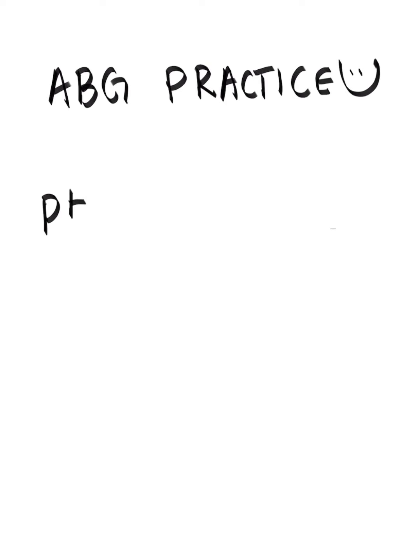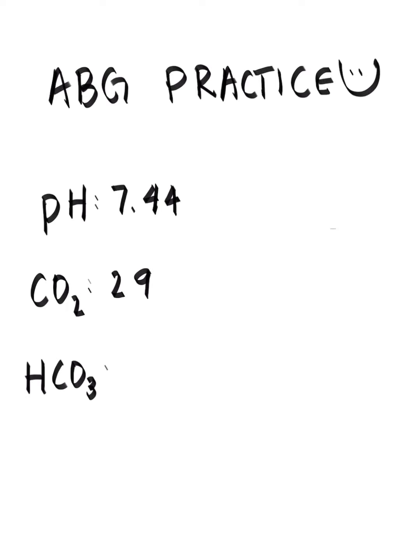So let's take a look at our gas. Let's start off with the pH, and let's say our pH is 7.44. Our CO2 is going to be 29, and our bicarb is going to be 20.